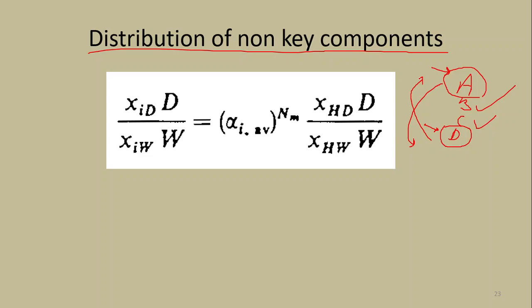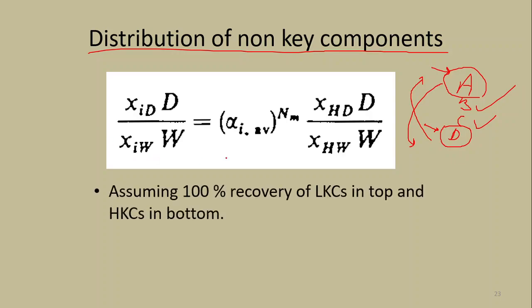For this we can use this formula, where XiD into D and XiW into W are given in the general format. Now what is the meaning of that? Nm we have calculated with the help of the Fenske equation. In the earlier equation, i is the ith component. For example, in our case it can be A or D. XHD is the heavy key mole fraction in the distillate, multiplied by the flow rate D, and XHW is the heavy key mole fraction in the bottom, multiplied by the flow rate of the bottom.